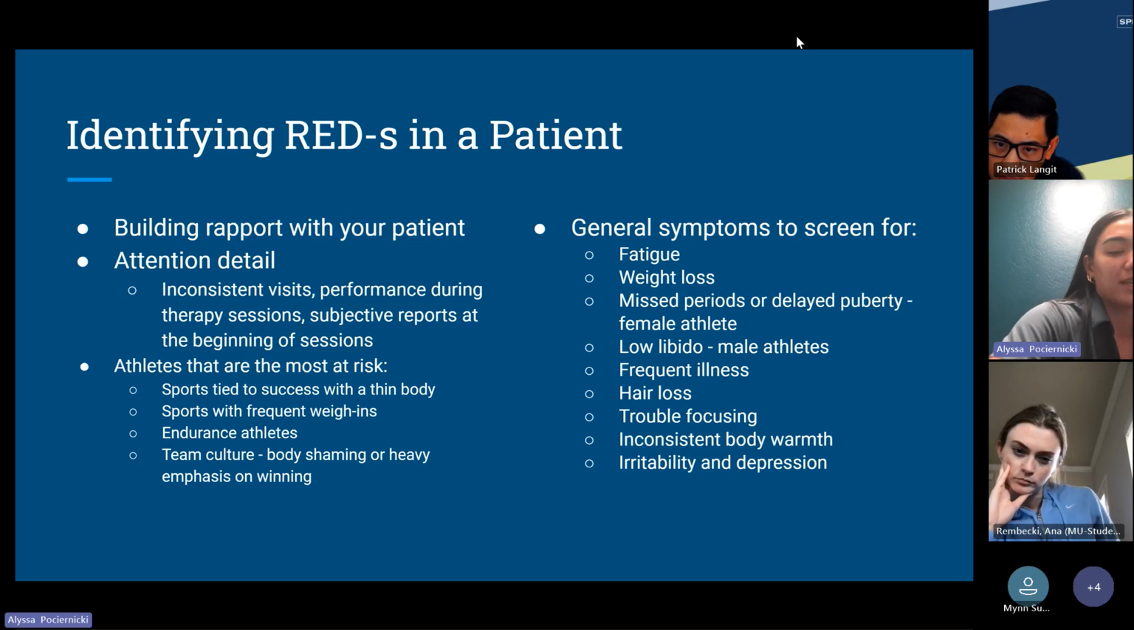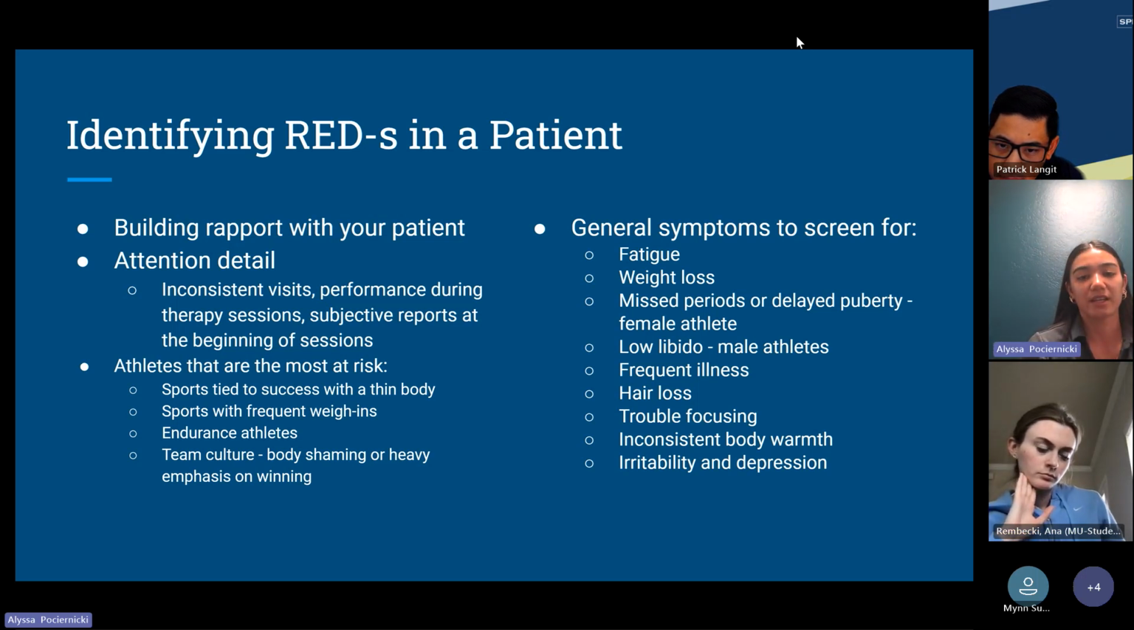And then subjective reports at the beginning of the session. If they're telling you that they're not really eating so much, or if they're just super tired or haven't been sleeping well, that's a really good indication.